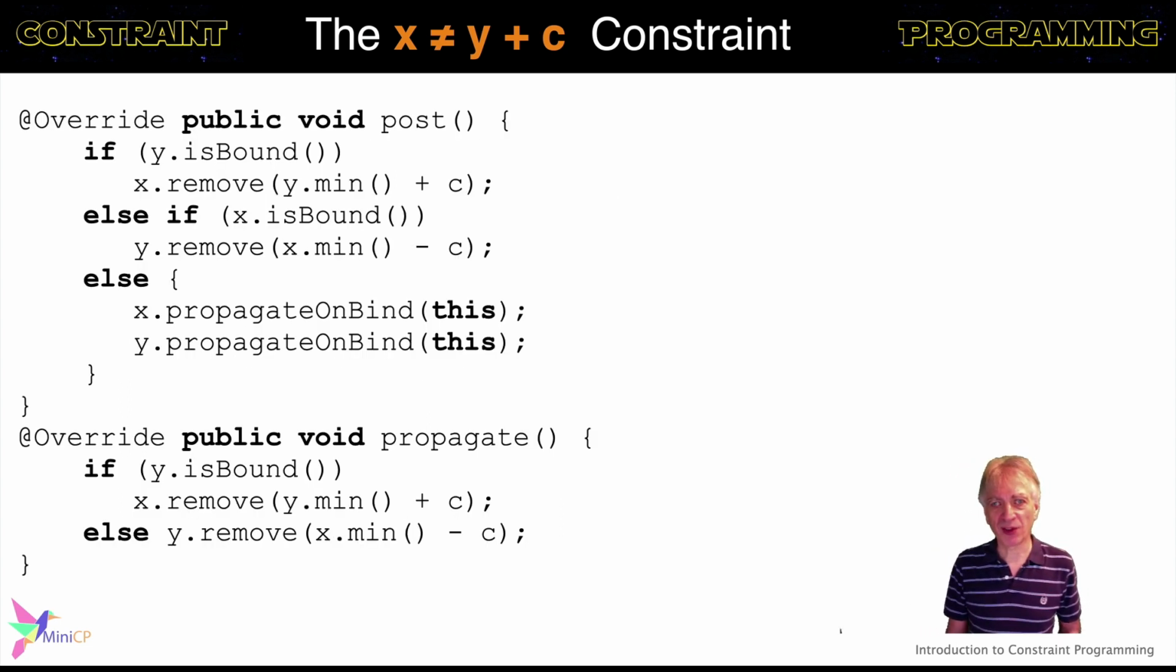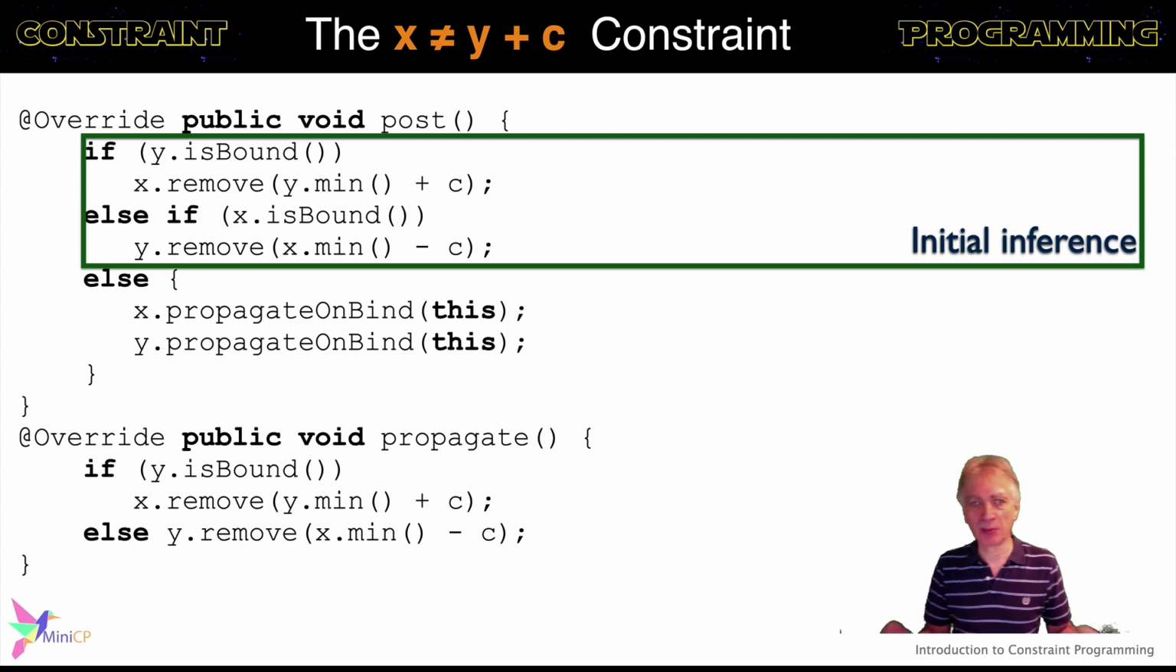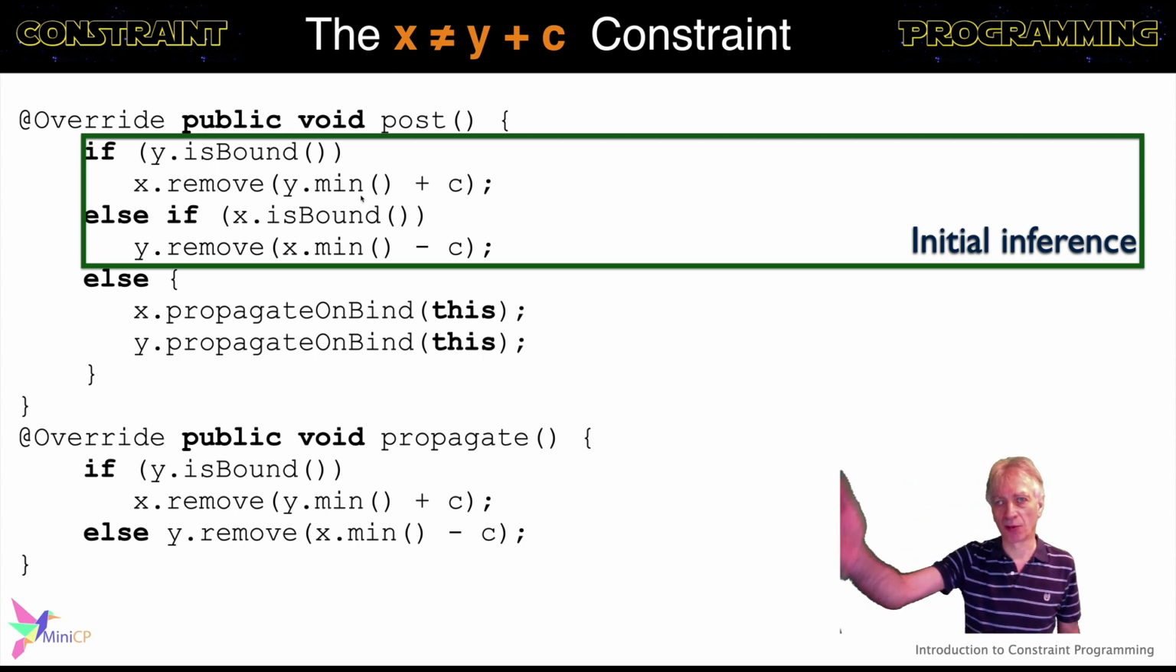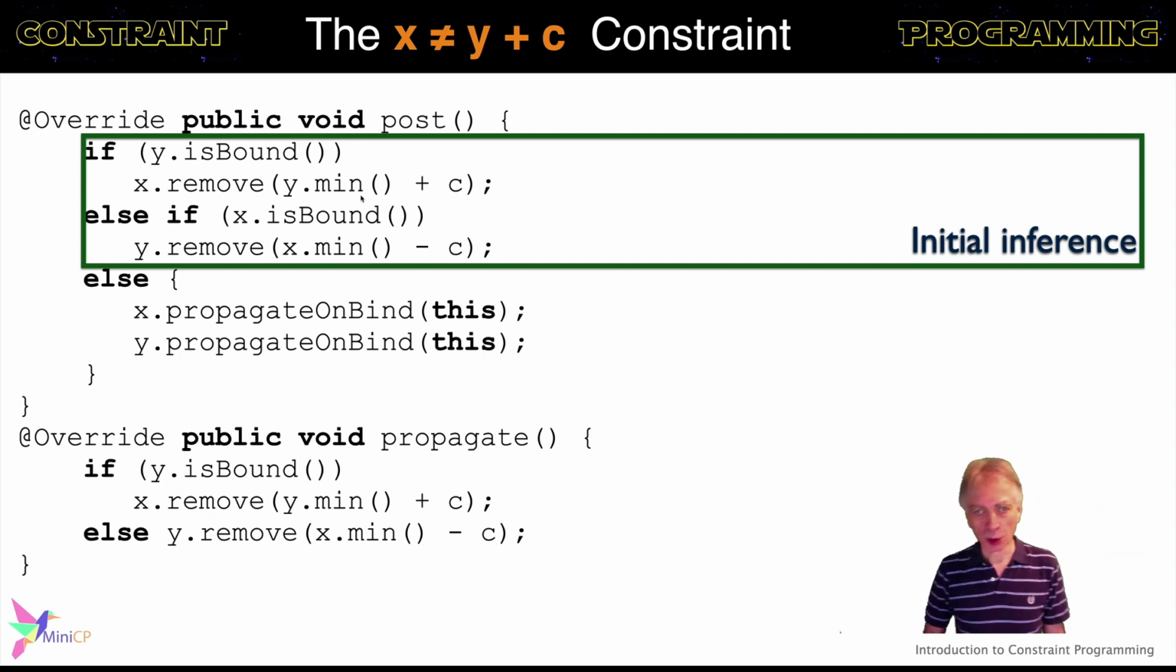So the first thing that it does is some initial inference. If y is bound when you post the constraint, you can immediately remove the value of y plus c from the domain of x. That's what you see in these first two lines. y.min is the value of y because the min and the max are the same. There is a single value in the domain. You do the same if x is bound, then you remove the value of x minus c from the domain of y. This is the initial propagation. If one of the two variables is already bound, you can already prune the search space. There is nothing else to do.